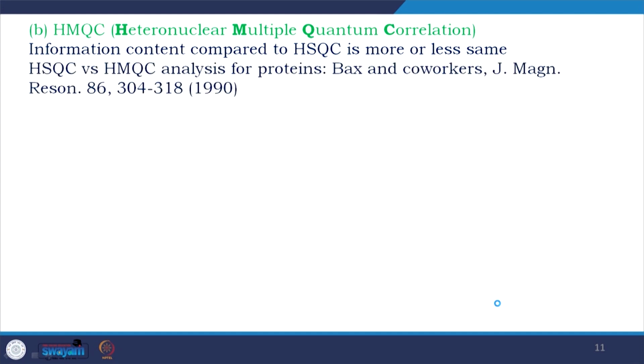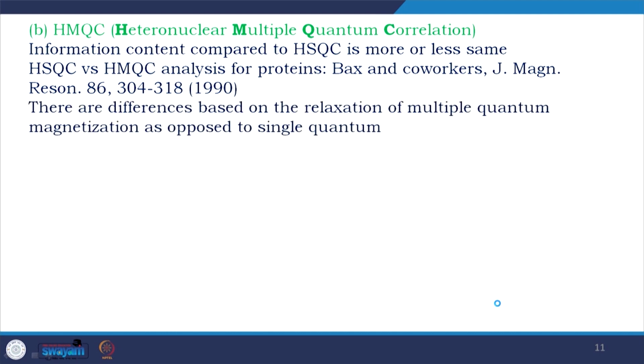HMQC, heteronuclear multiple quantum correlation, has information content more or less the same compared to HSQC. They are the same type of process, only single versus multiple quantum. The HSQC versus HMQC analysis of protein was made by Bax and co-workers to find out that the information coming up is more or less the same. There are differences based on the relaxation of multiple quantum magnetization as opposed to the single quantum. So, the information is the same, but there are differences based on the relaxation.